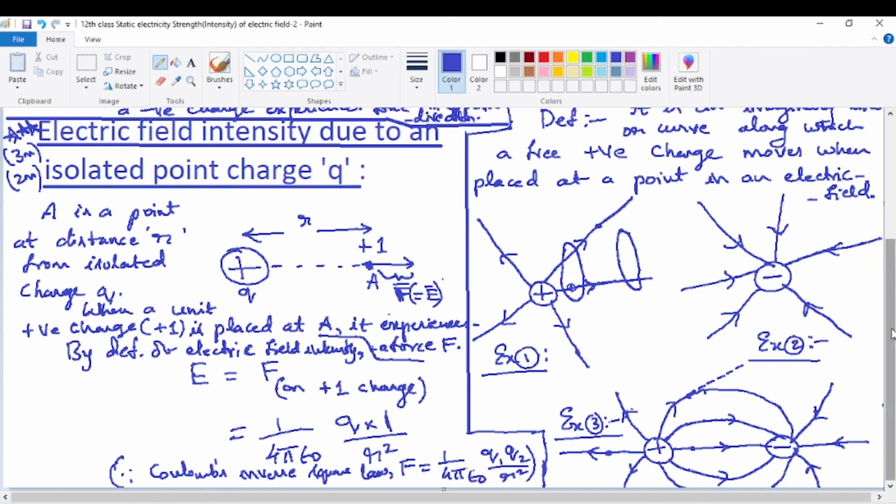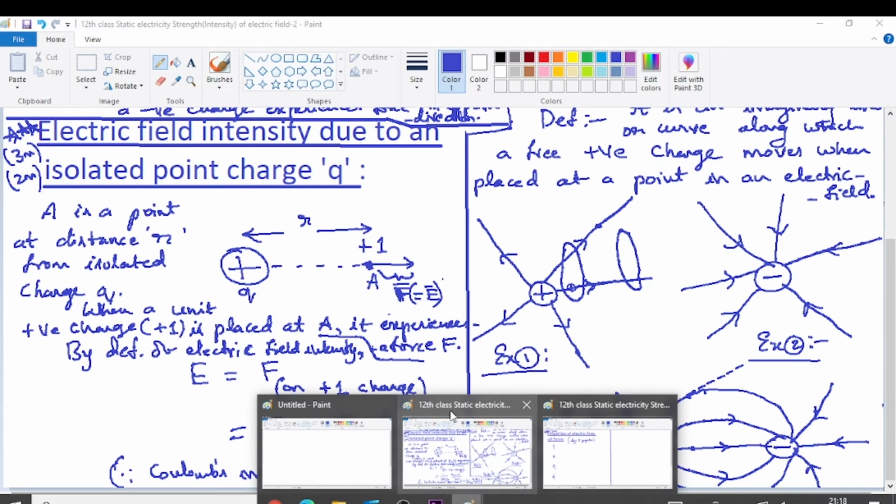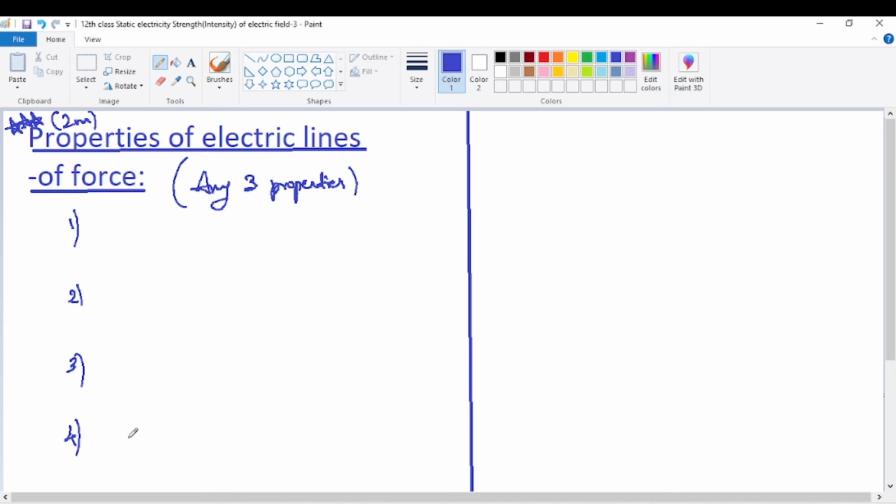So this is another very important property. Thus we got another new property. Just look at this. Not just the magnitude of the electric field can be known, even the direction of the electric field also can be known from the lines of force.